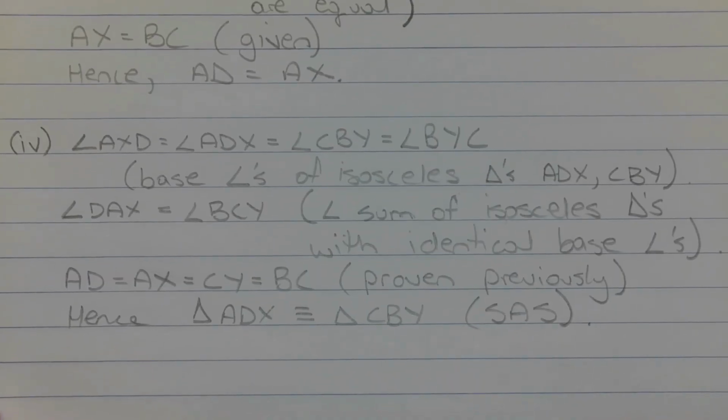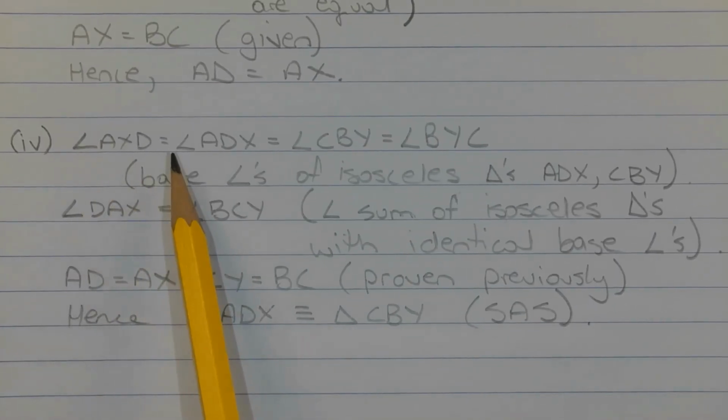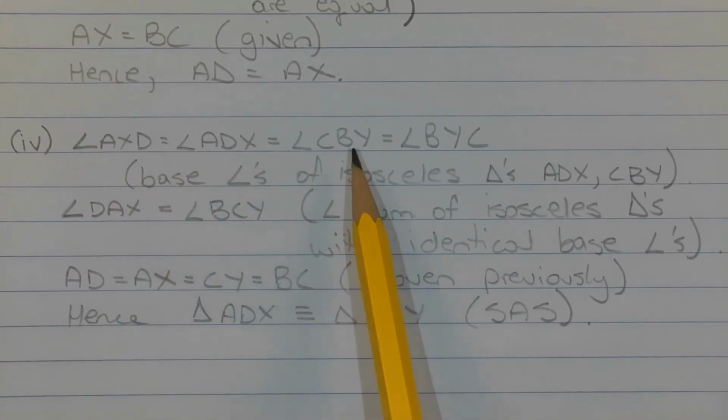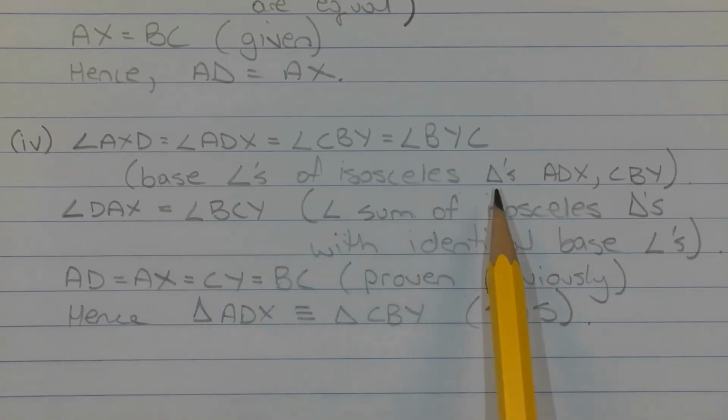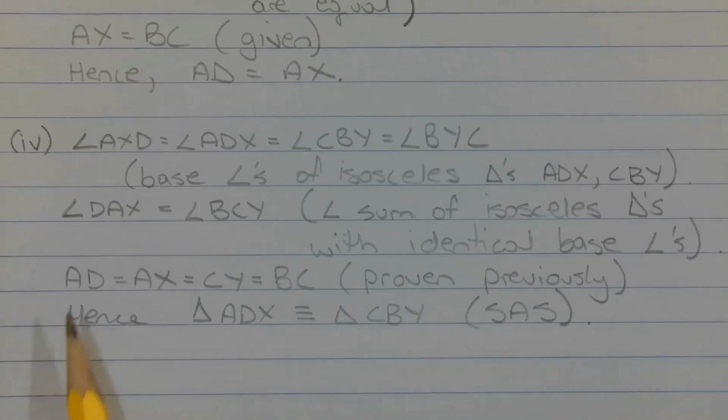I'll just go through it one more time. Angle AXD equals angle ADX, which equals angle CBY, which equals angle BYC, and the reason is base angles of isosceles triangles ADX and CBY. Angle DAX equals angle BCY. The reason is angle sum of isosceles triangles with identical base angles. AD equals AX, which equals CY, which equals BC, and that was proven previously. Hence, triangle ADX is congruent to triangle CBY, and the reason is side angle side, or SAS.